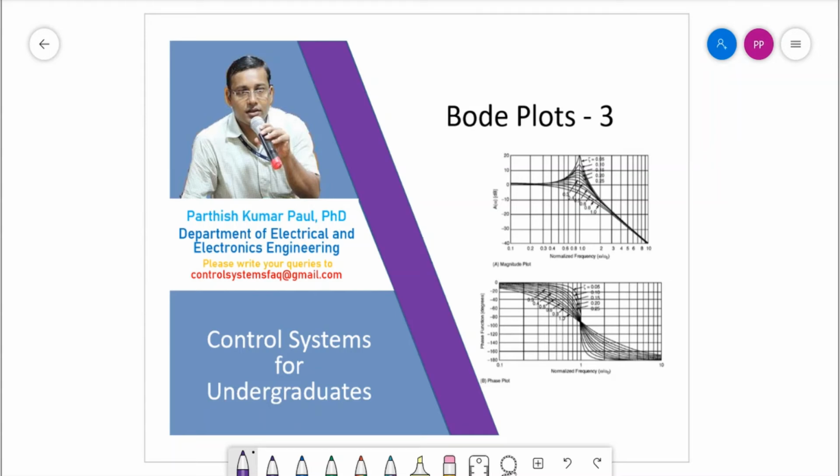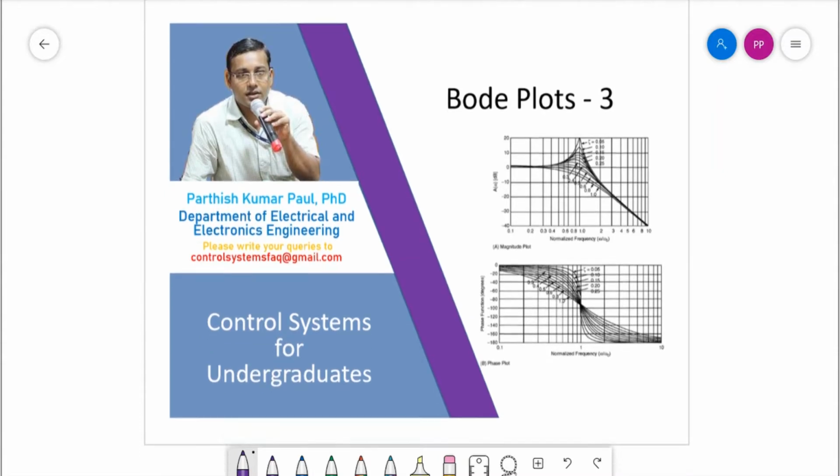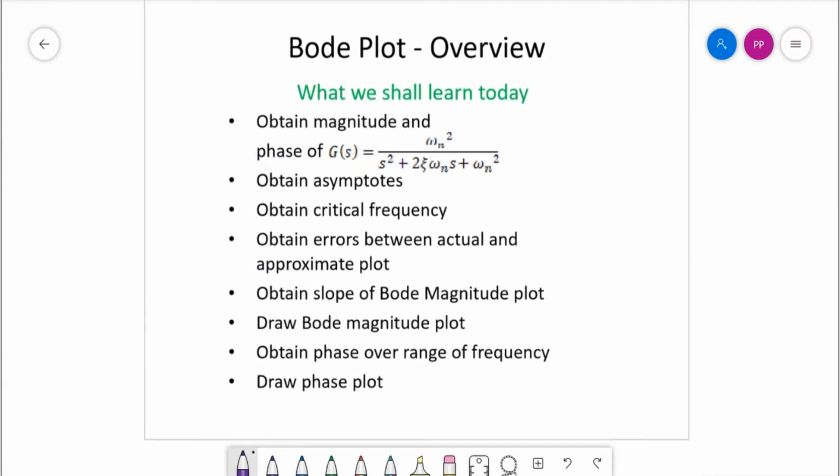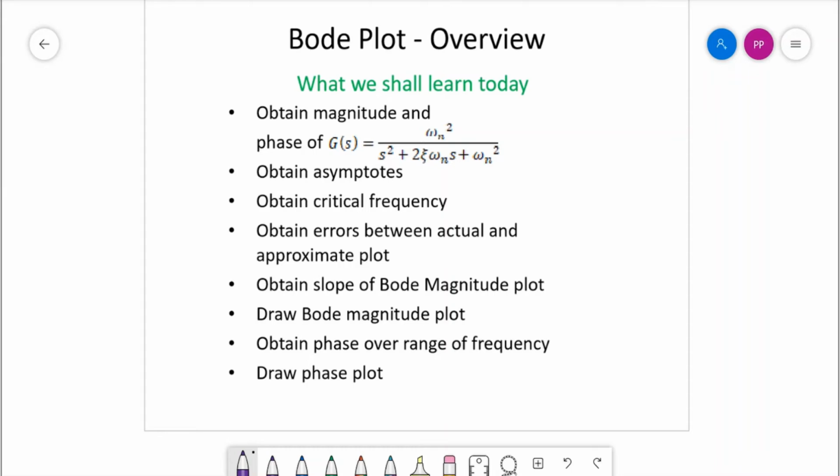Welcome friends. Today we are going to learn the Bode plot for second order transfer function model. So the points which we are going to discuss in this lecture are: obtain the magnitude for the transfer function model of the second order system, that is omega n square divided by s square plus 2 eta omega n s plus omega n square.